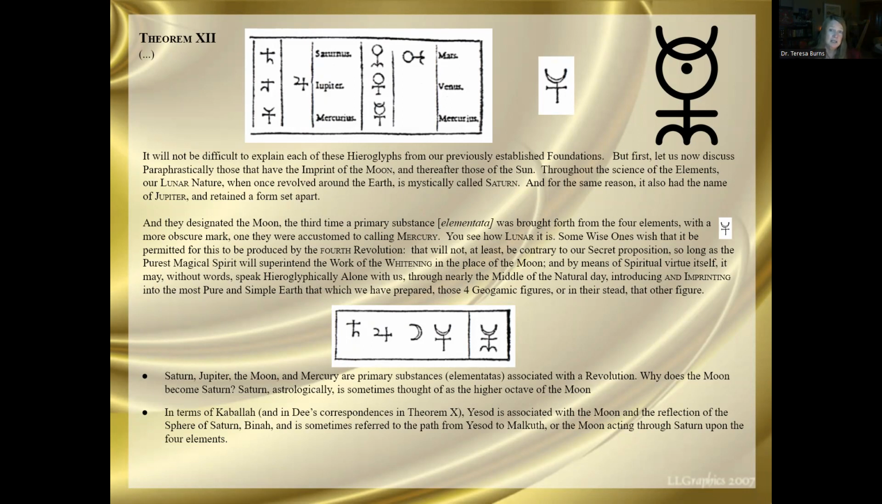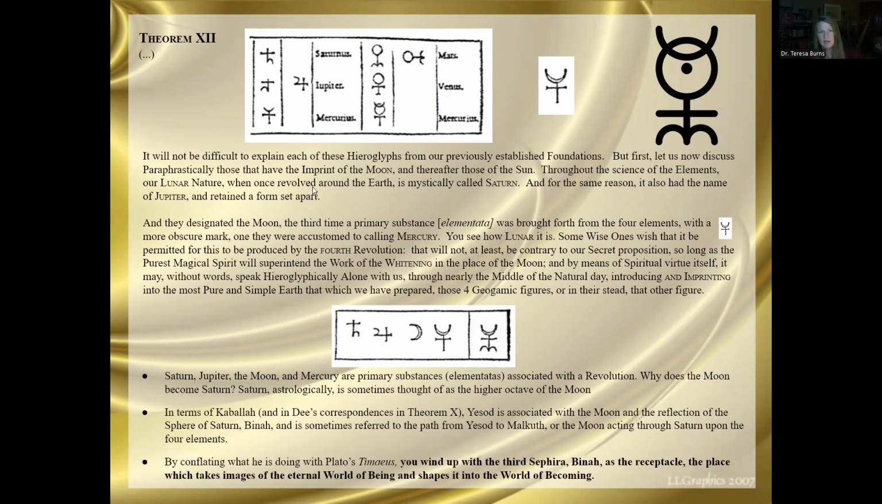For instance, in The Art of Kabbalah, which we've also talked about before, that book by Reuchlin, or it can also be the moon acting through Saturn upon the four elements. So by conflating what Dee is doing here with Plato's Timaeus, you wind up with the third Sephira, Bina, as the receptacle in the Timaeus.